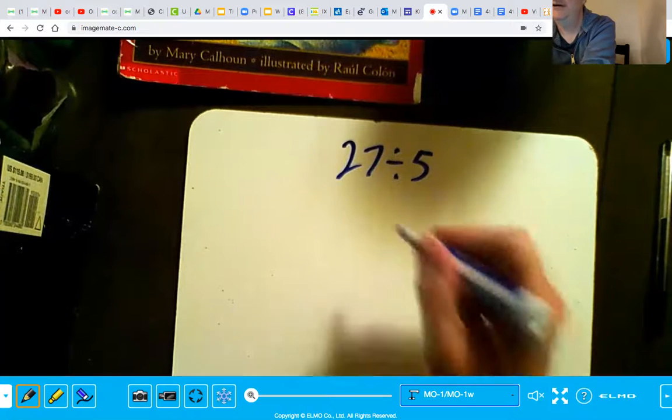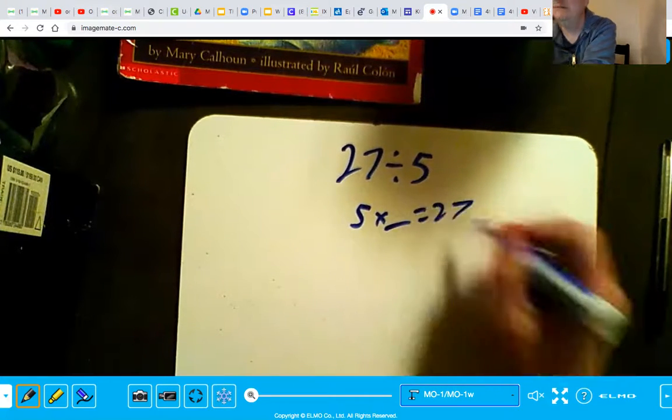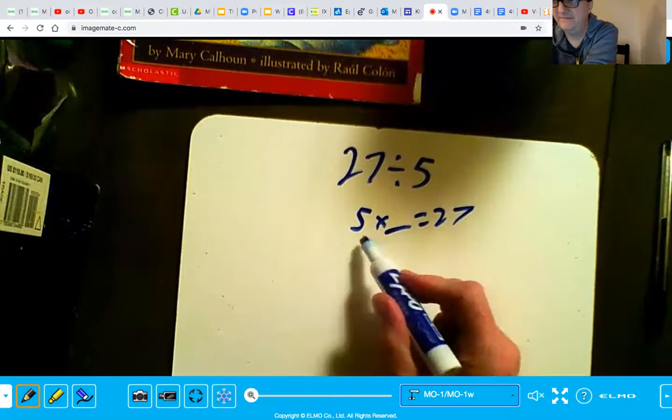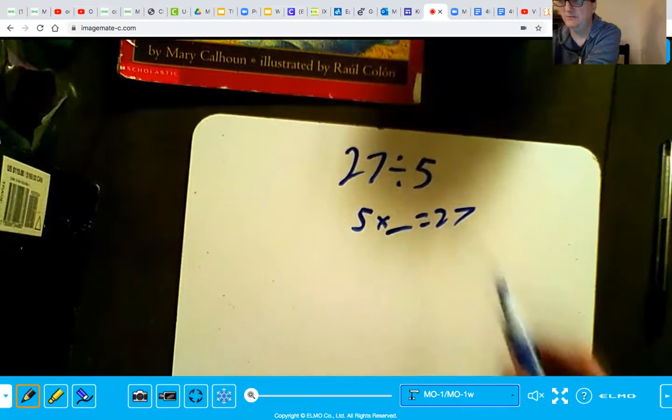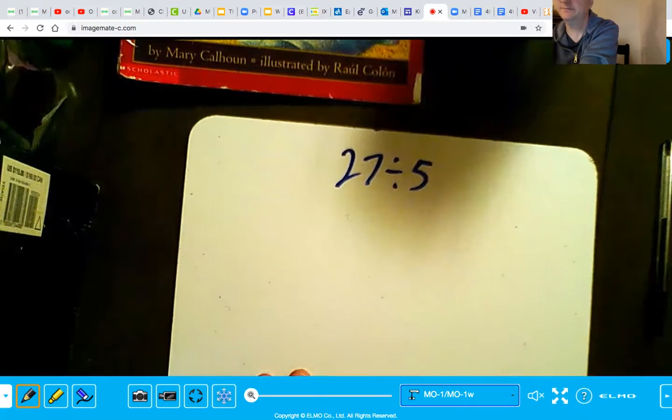So maybe we try a multiplication fact. 5 times what equals 27? Well, you're going to find there is no multiplication fact. You can't multiply by 5 and get 27. So that doesn't work. So we can't do that.